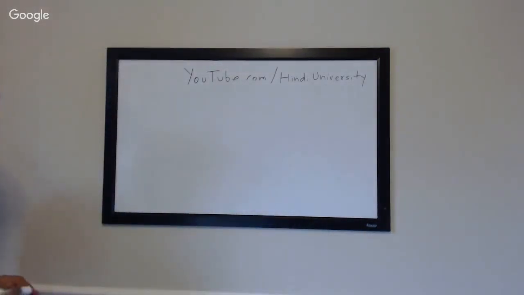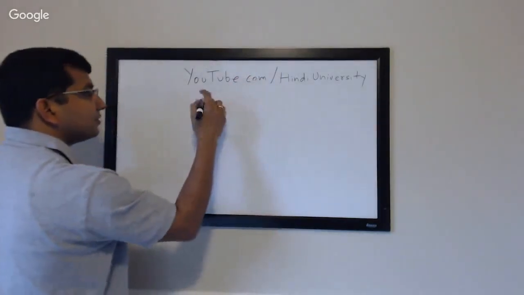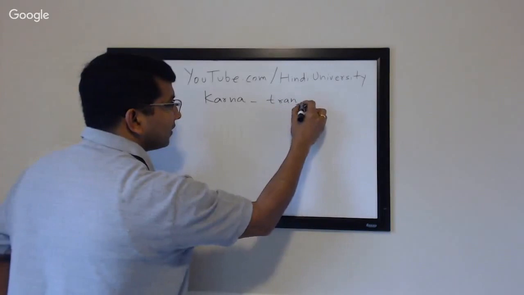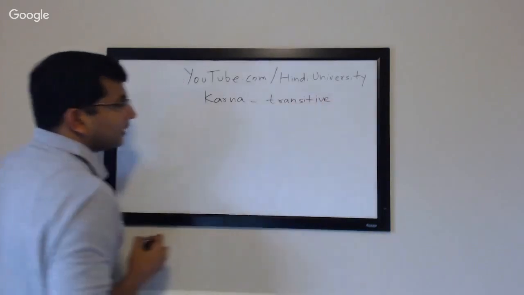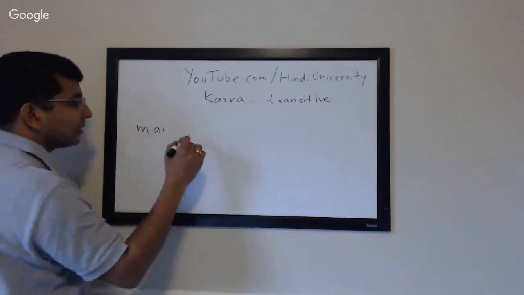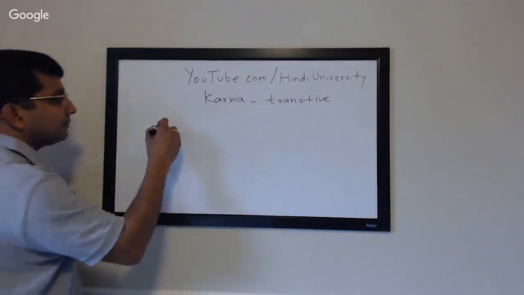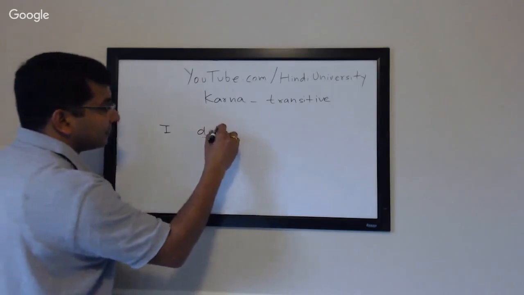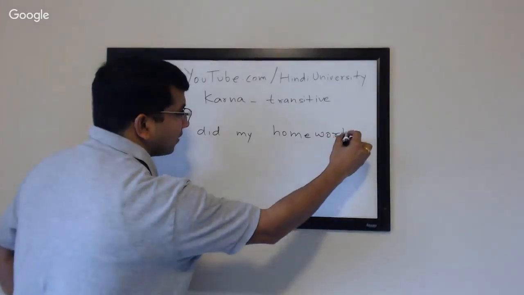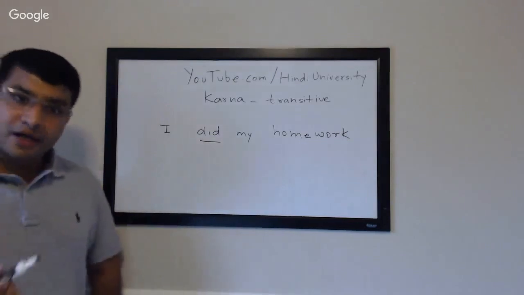Another good thing, as I mentioned, don't forget that karna is a transitive verb as well. So let's say we're still using मैं, and your example is: I did my homework. I know that it's a transitive verb, and I know that it's used in the past tense.